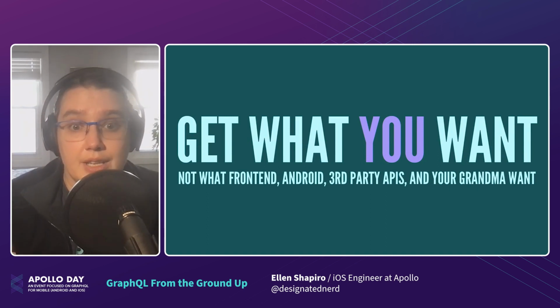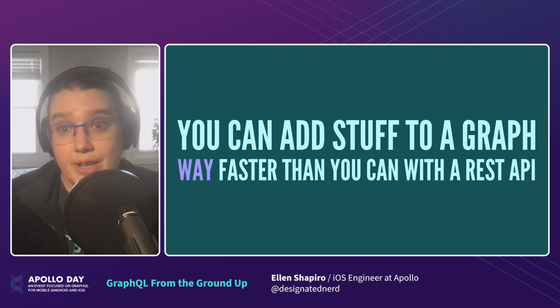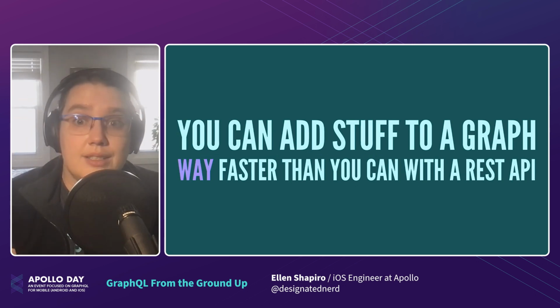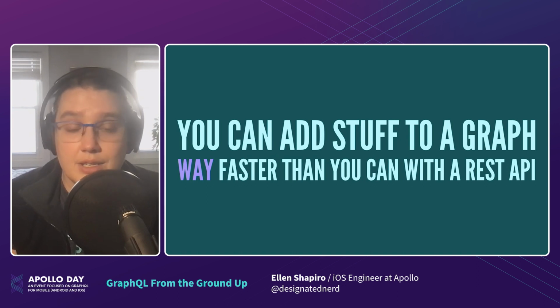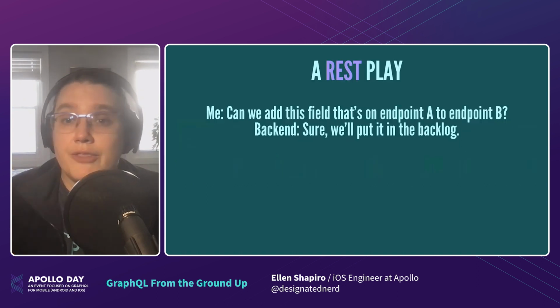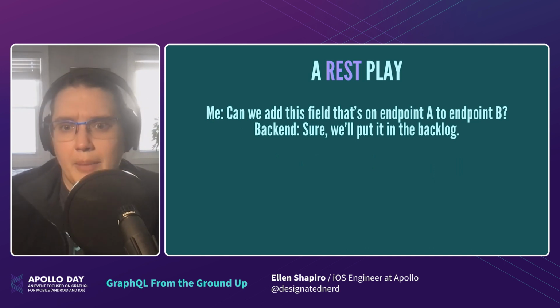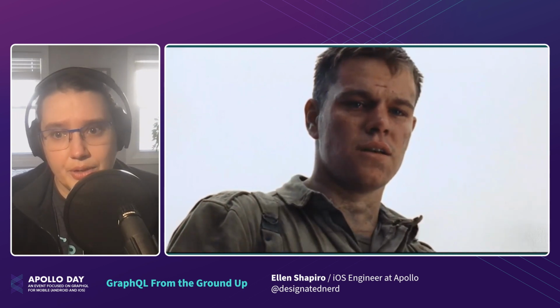Another benefit of this is that adding stuff to a graph is much, much simpler than adding things to a REST API. And I've had this experience quite a bit personally. I suspect so have many of you. There's a field that is available publicly on one endpoint, but I need to access it on a different endpoint. And so I say, can we add this field that's on endpoint A to endpoint B? And the backend team says, sure, we'll put that in the backlog. And then there's some kind of emergency and the project manager prioritizes a new feature that the CEO wants. And it takes a month or two just to add a piece of data that's already available in public to a different endpoint.